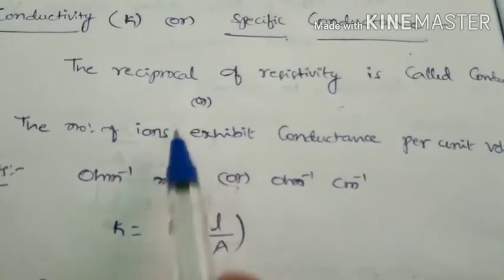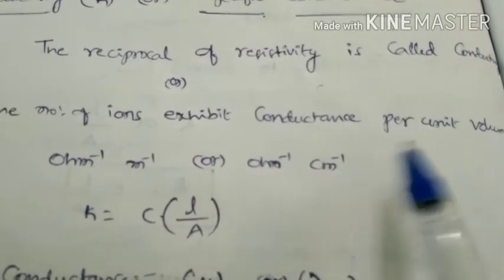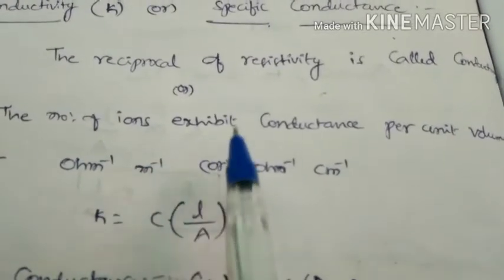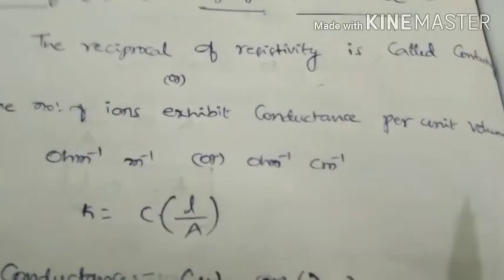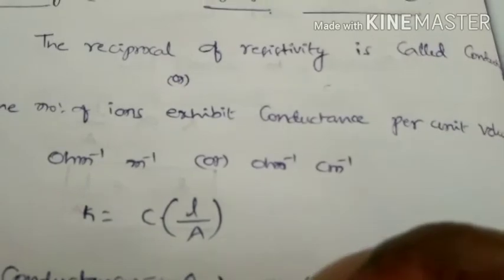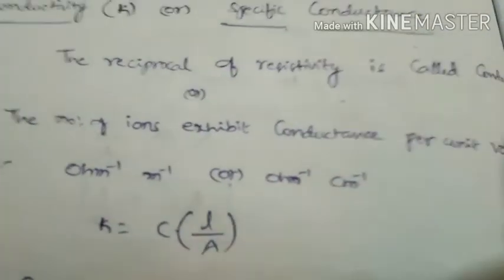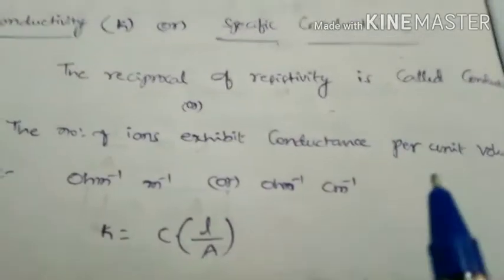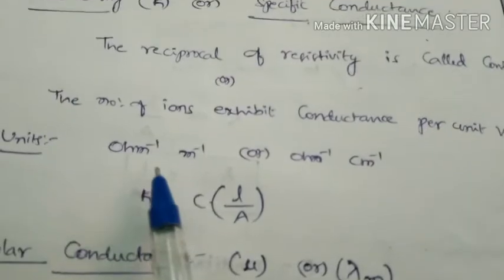One more definition for this is the number of ions exhibiting conductance per unit volume. That means in unit volume, how much conductance is exhibited by the number of ions. That is called conductivity. Units.